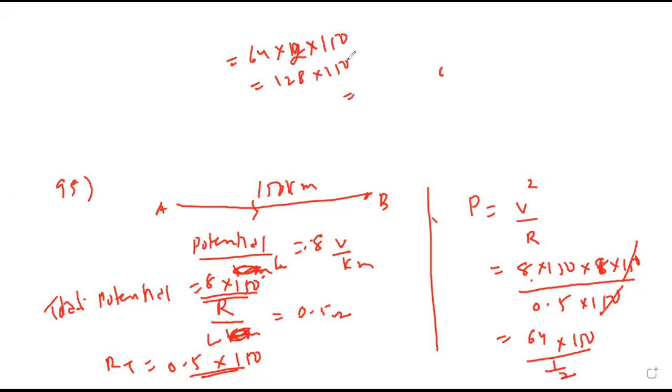15 into 8 is 120, carry 12. 15 into 2 is 30 and 12 is 42, carry 4. 15 and 4, 19. This much watt. After 3 digits I am putting decimal, kilowatt. Okay, 19.2 kilowatt. Any doubt? No, sir. That concept we followed: the potential for 1 kilometer given, we found for 150. Resistance for 1 kilometer given, we found for 150.